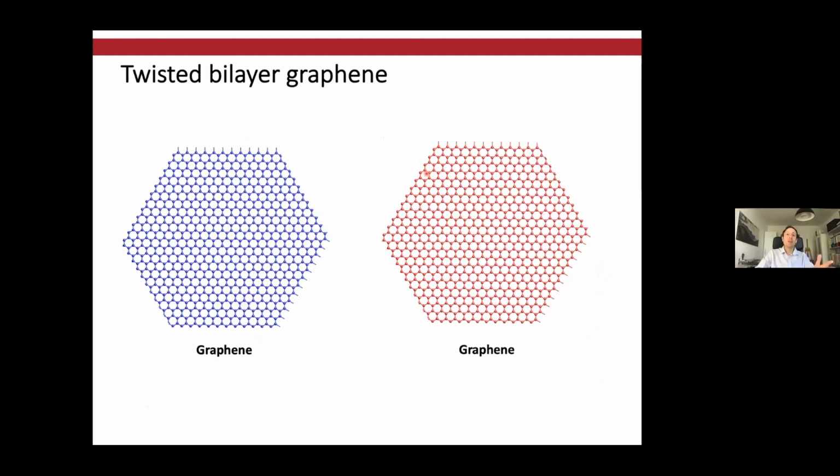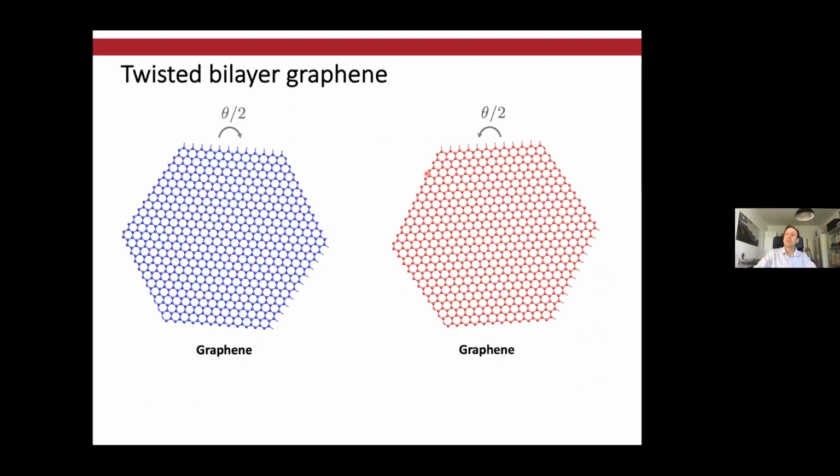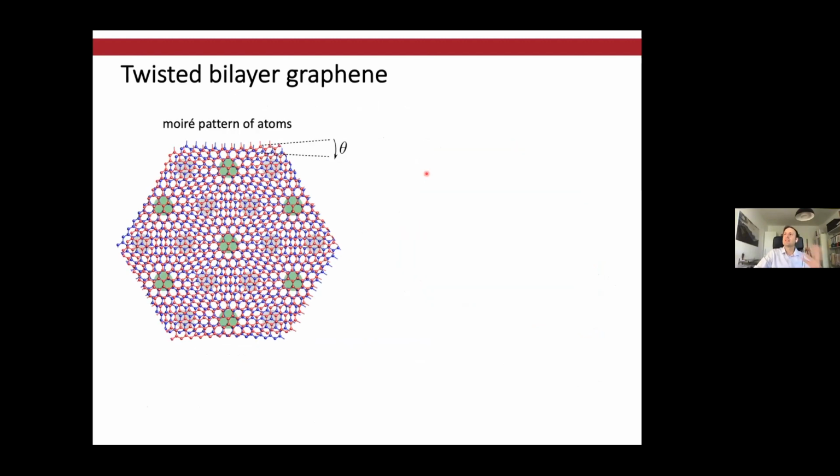In this case, we have two layers of graphene, which we twist relative to each other and put one on top of the other, which creates this famous moiré pattern of carbon atoms. And at least in the limit of small twist angles, theta, we have approximate translation symmetry, which means that we can Fourier transform and even talk about a band structure.